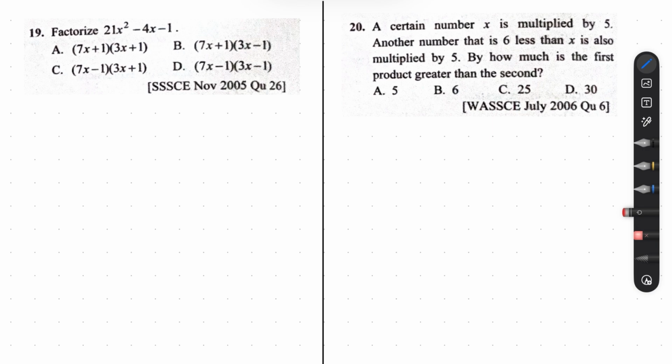What you do is you multiply the coefficient of x squared by the constant. So 21 by negative 1 is what? Negative 21. So we're going to be working with negative 21. Now we need to find two factors such that when we multiply them, we get negative 21, and when we add them, we get negative 4. Can you think of any factors like that? Think about it and see if you can get it.